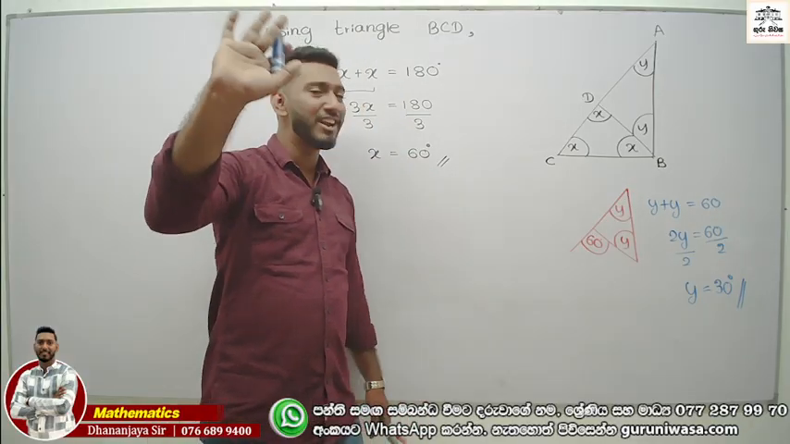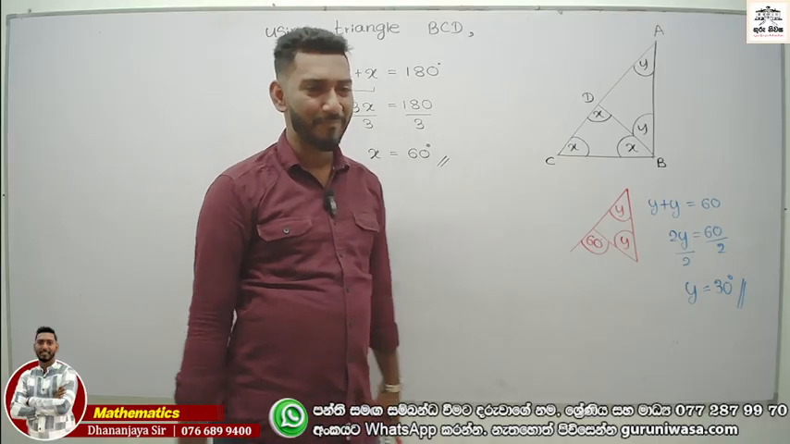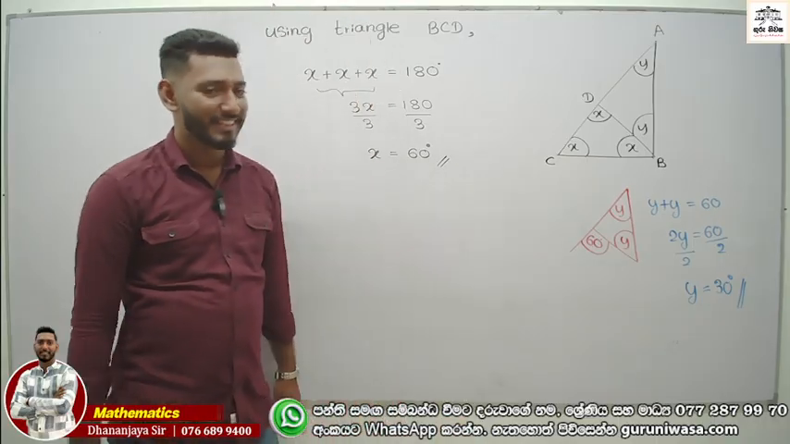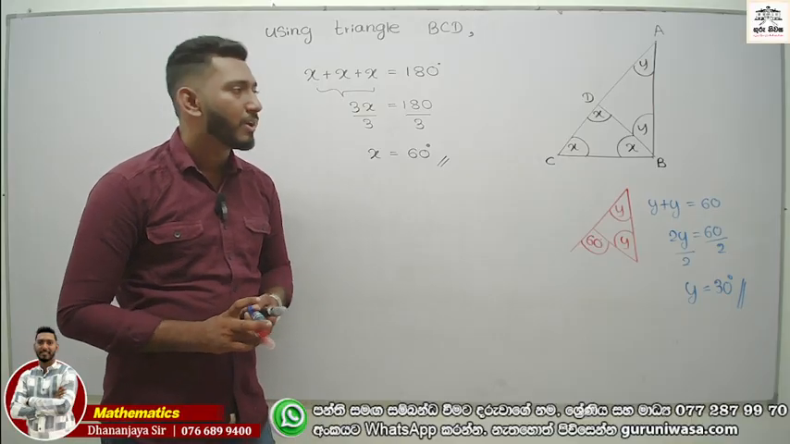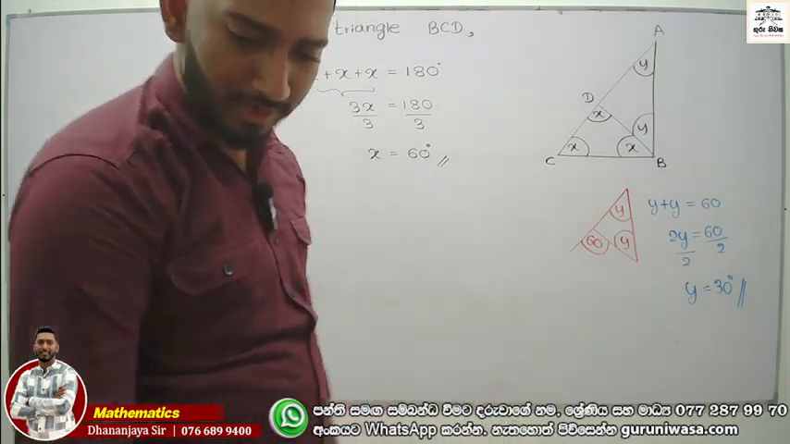Do you remember this one? Yes, sir. Yes, right. Therefore, the answer for x and y: x becomes 60, y becomes 30. Right.